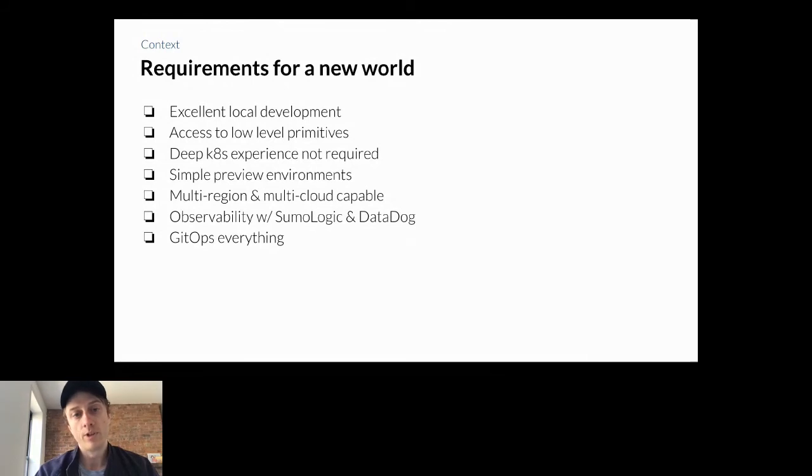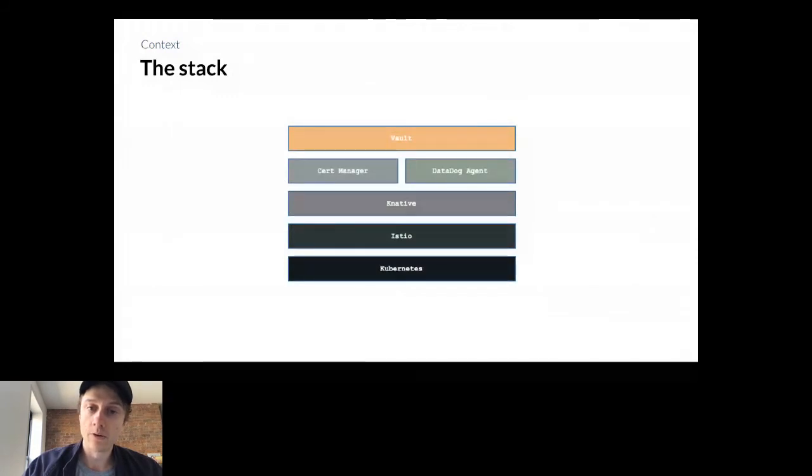It should be multi-region and multi-cloud capable. And finally, for observability, we're doubling down on Sumo Logic and Datadog. And everything should be GitOpsable. So the stack we landed on, the TLDR, starting from the bottom up, is Kubernetes with Istio on top of Knative, and then Cert Manager, a Datadog agent, and Vault. And again, this is a very high-level stack, and the rest of the slides will be talking about the nuts and bolts and how these work together to accomplish our needs.